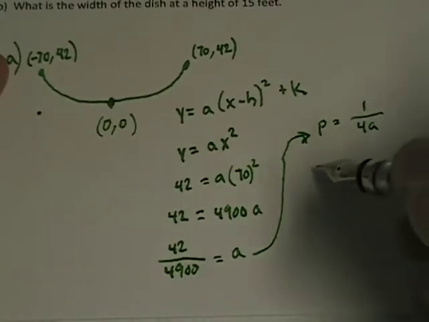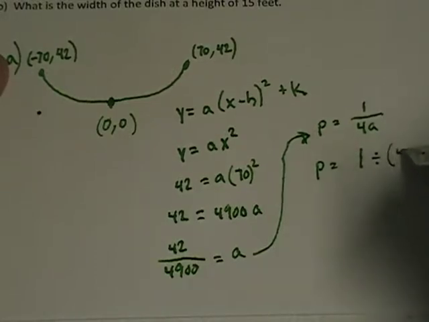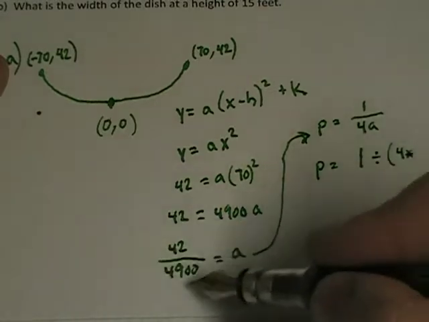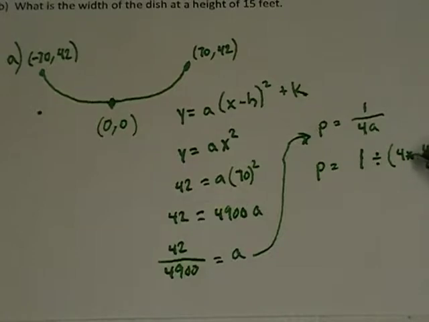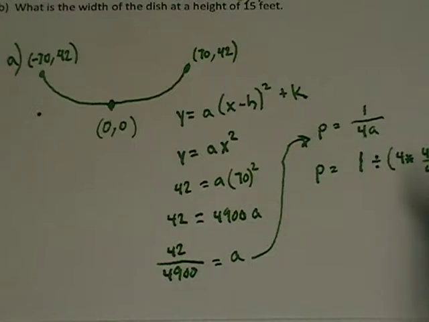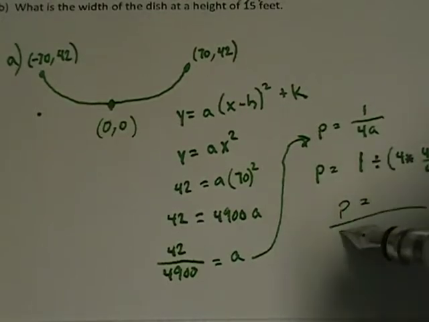Okay? And so what are we going to do? We're going to take our p value and we're going to say 1 divided by 4 times that awful fraction. Okay? And you're going to type that in. So 4 times 42 is going to be 168. And so you get 1 divided by 168 over 4,900. And you're going to get a really awful decimal. And that's going to be your answer for P.